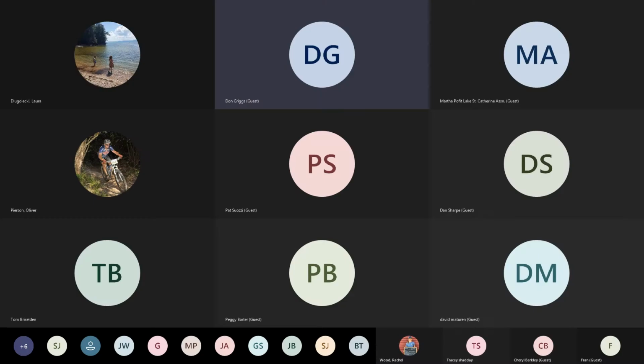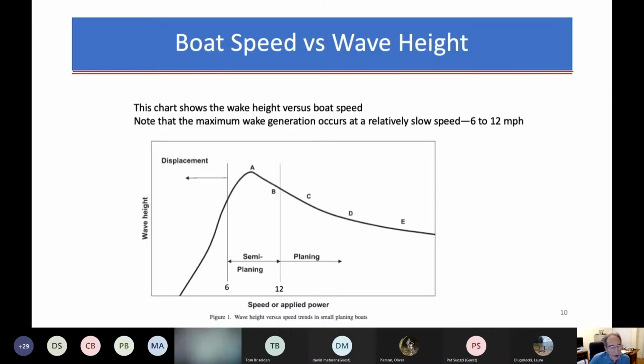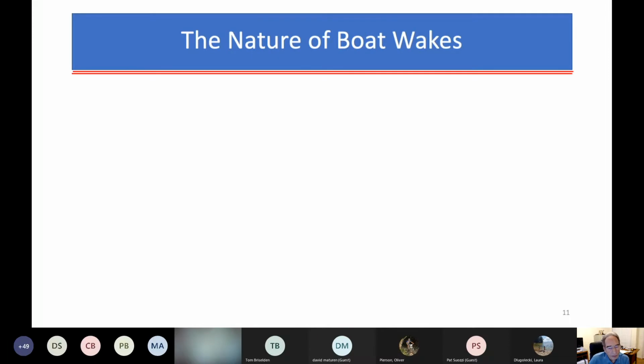A no wake zone or very slow movement of the boat. In the 6 to 12, this is the semi-planing mode, and this is the area that's bad for making waves. And then if you go faster than 12, depending on the boat, you're in the planing mode, and the amount of wake is much less.